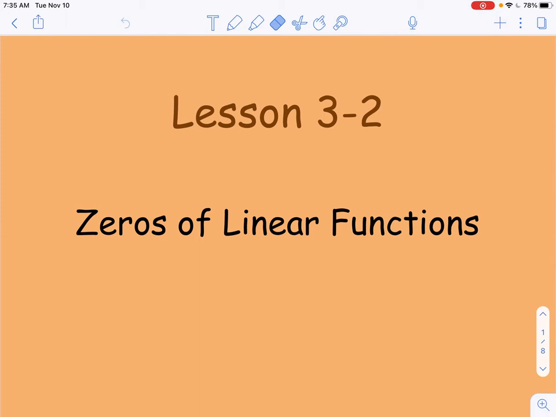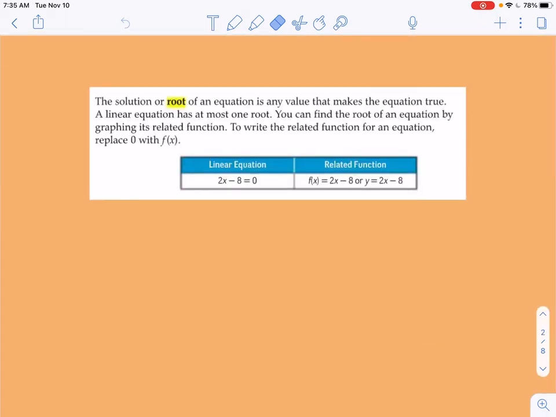So let's get started. What this says is that a solution or root of an equation is any value that makes the equation true. A linear equation has at most one root. You can find the root by graphing its related function, and to write the related function for an equation, replace 0 with f of x.